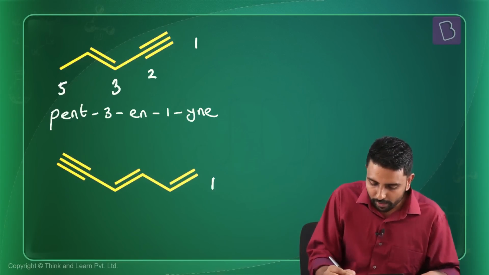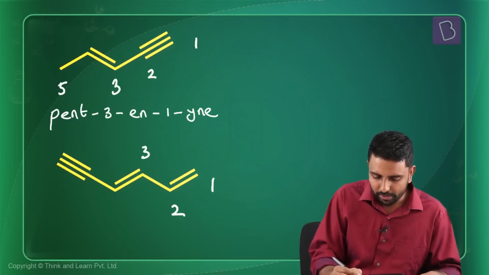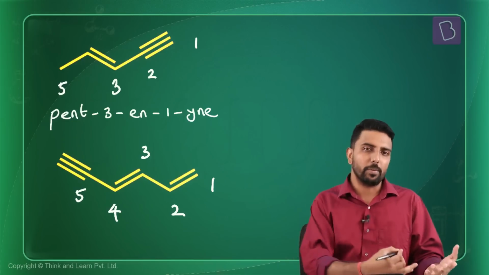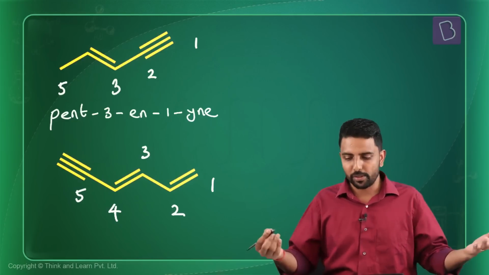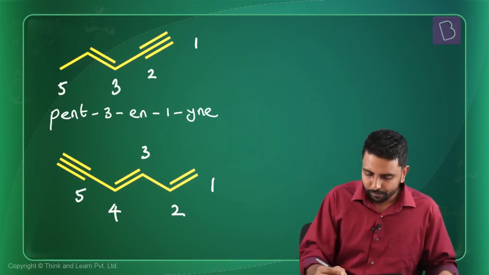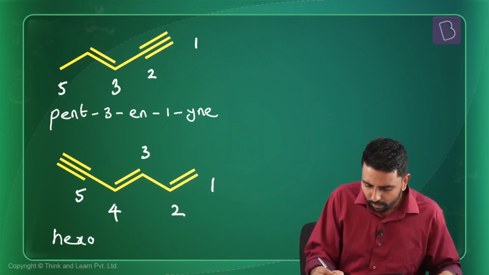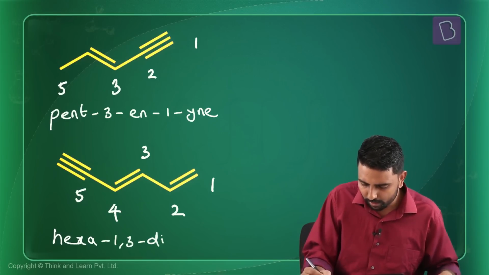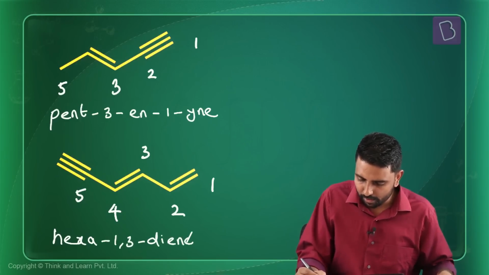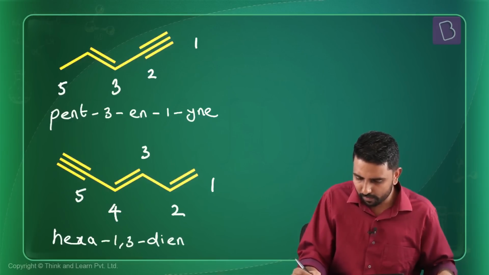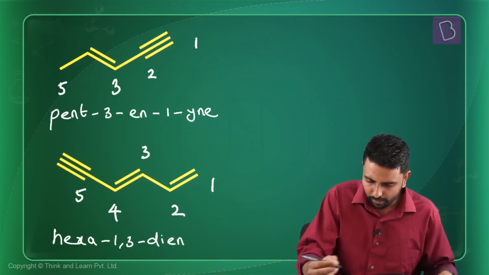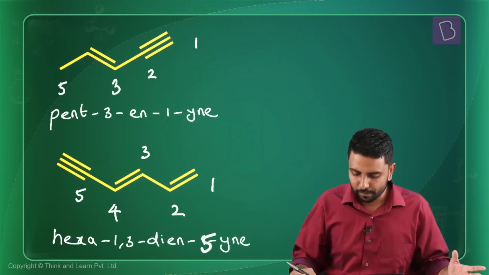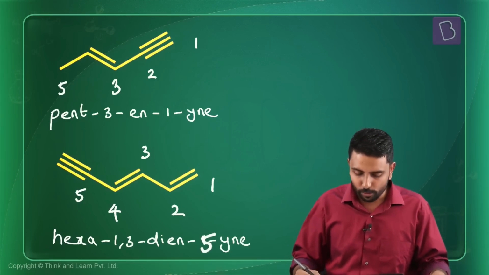So, we have carbon number 1 here, carbon number 3 here, and carbon number 5, where we find the very first instance of a carbon-carbon triple bond. So how do we go about naming this compound? This is going to be hexa-1,3-dien-5-yne. So that is the name of this particular compound.